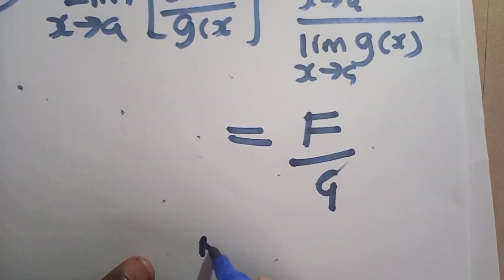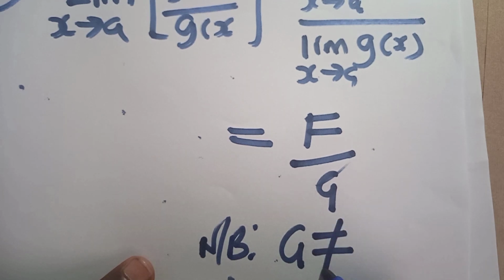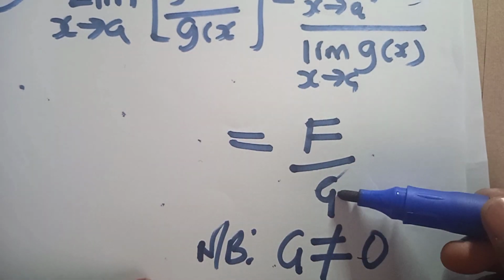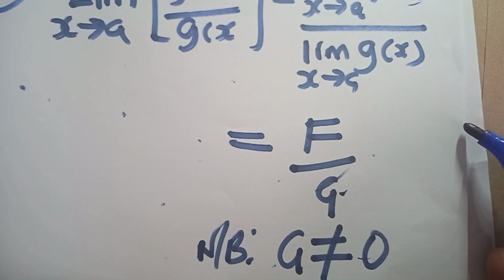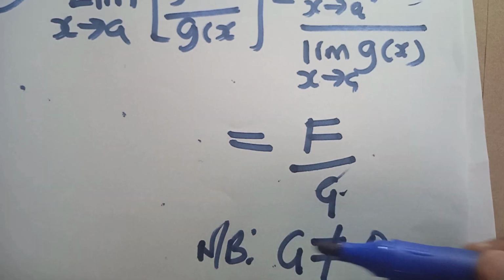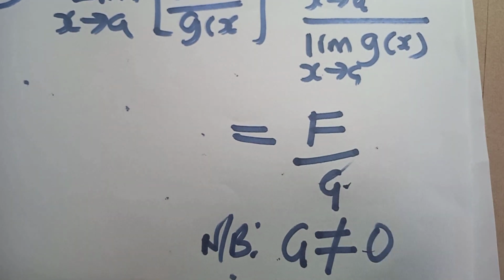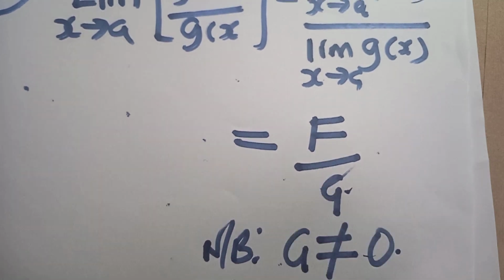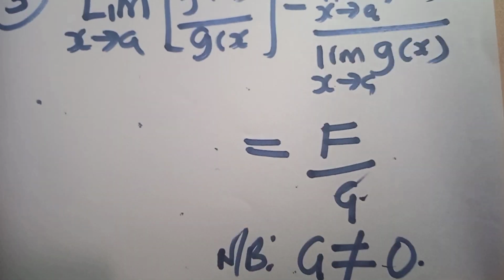But something you have to keep in mind is that g in this case is not allowed to be equal to 0, because if we divide by 0, we'll be tending to infinity. So we are not allowed to have g being 0. g can be any other number, but not 0. So that's the third property.